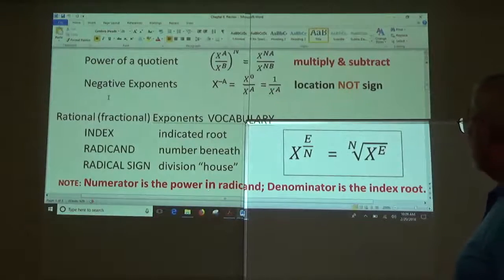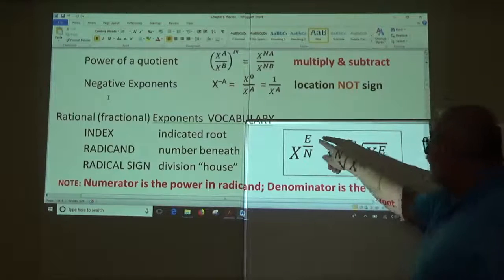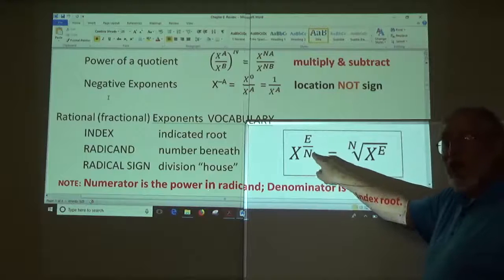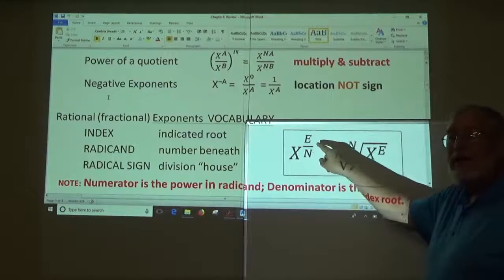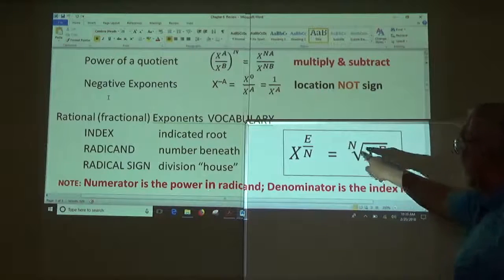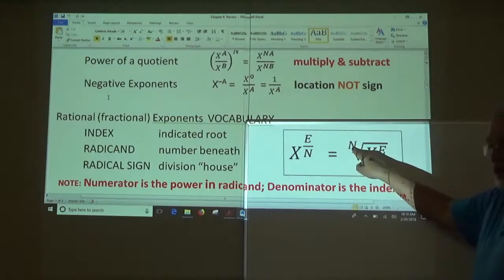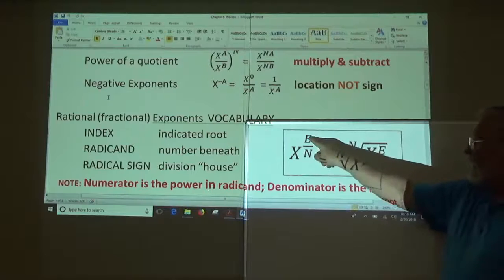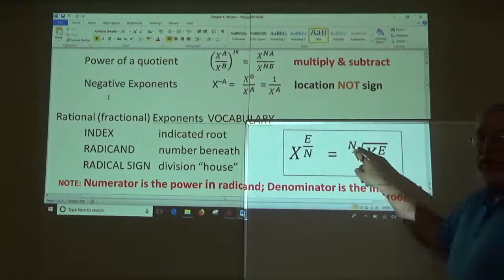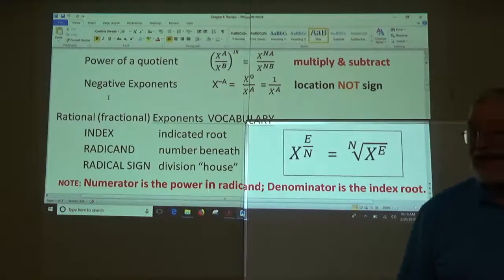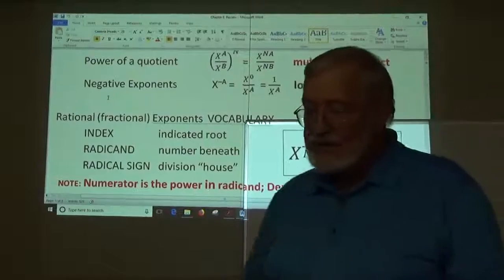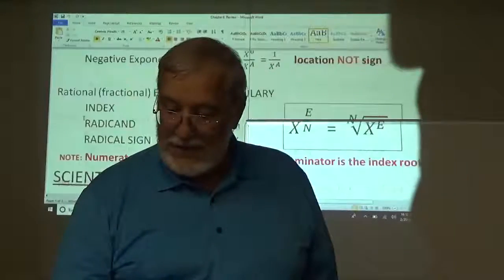Now, this is another one that comes up, and it's important. Whenever you have a fraction in the exponent, the denominator is the root. It's the index. It tells you what root you're dealing with. The numerator is the exponent on the base. So this will be the nth root of x to the e. There was a problem on that. That was so small I couldn't even read it.